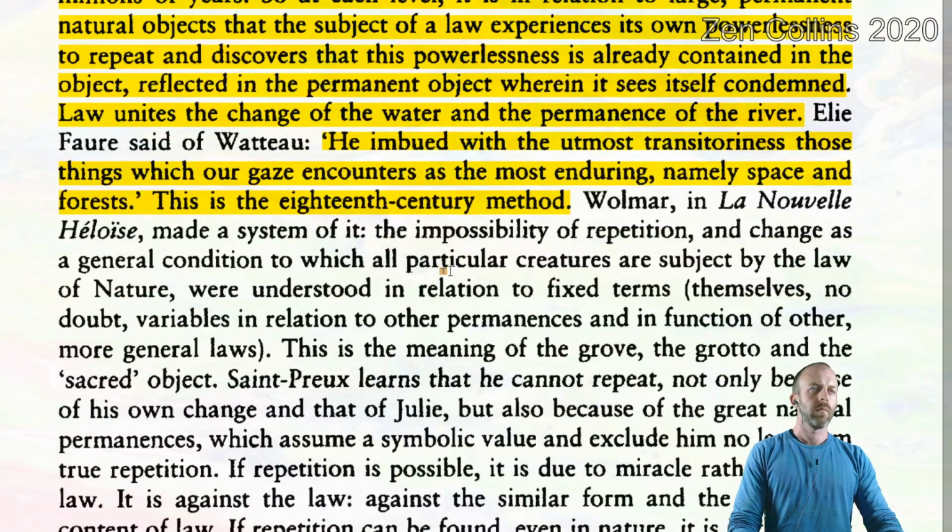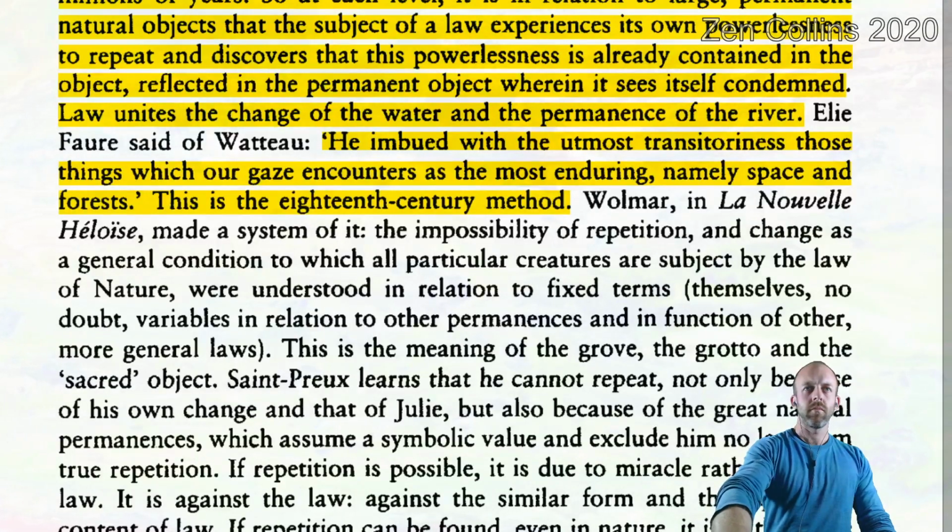This is the meaning of the grove, the grotto and the sacred object. Saint-Preux learns that he cannot repeat, not only because of his own change and that of Julie, but also because of the great natural permanences, which assume a symbolic value and exclude him no less from true repetition. If repetition is possible, it is due to miracle rather than to law. It is against the law, against the similar form and the equivalent content of law.